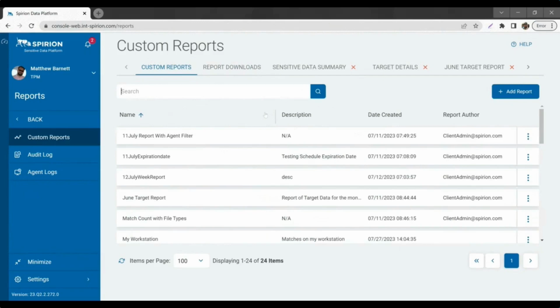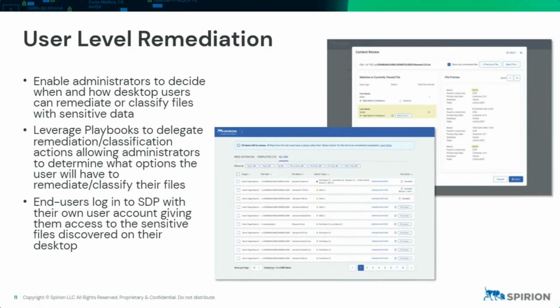First one is something called user-level remediation. At least that's our working name right now. The idea behind this user-level remediation piece is an administrator can have a blanket plan for what it looks like for all the sensitive information within an organization.